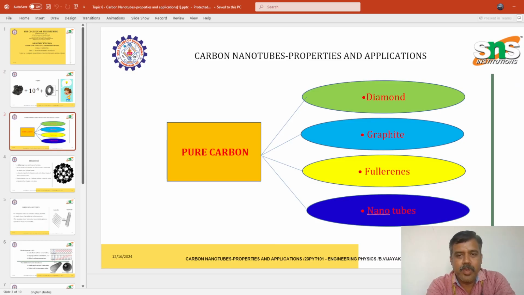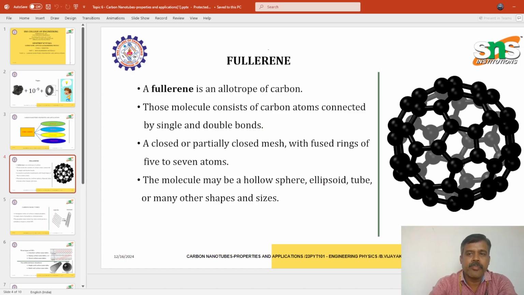Carbon is classified into four types: diamond, graphite, fullerenes and nanotubes. The last one is very important, as it is a feature and research purpose for the form of nanotubes. But what are fullerenes? A fullerene is an allotrope of carbon.